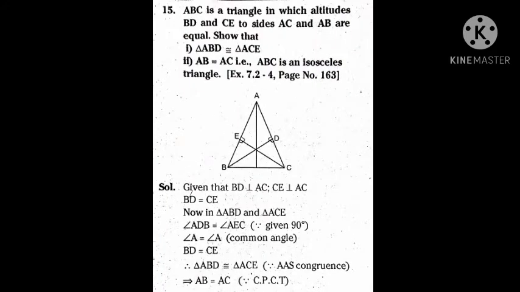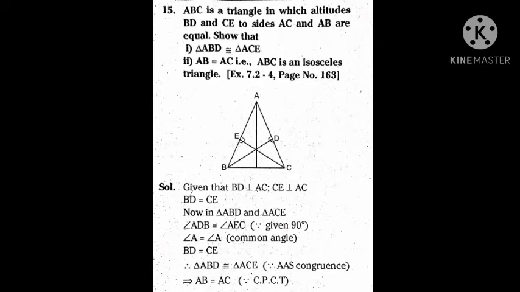Next, fourth question in exercise 7.2. ABC is a triangle in which altitudes BD and CE to sides AC and AB are equal. Show that first, triangle ABD is congruent to triangle ACE. Second, AB is equal to AC, that is, ABC is an isosceles triangle. Solution. Given that BD is perpendicular to AC and CE is perpendicular to AB and also BD is equal to CE, that is given in the problem.